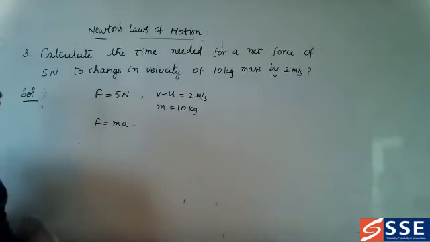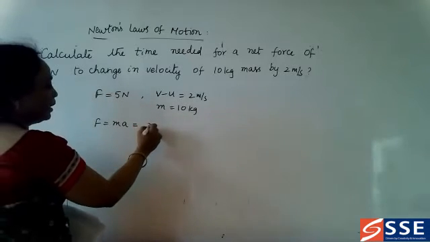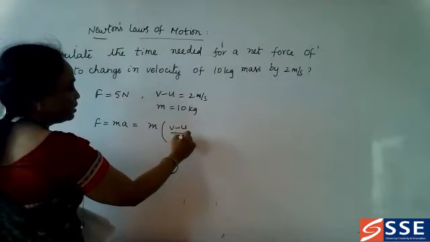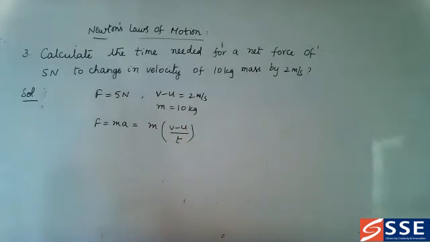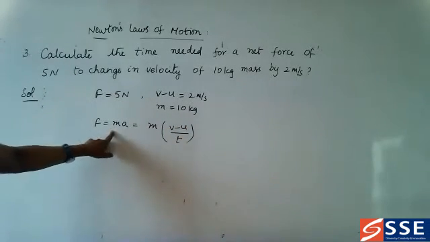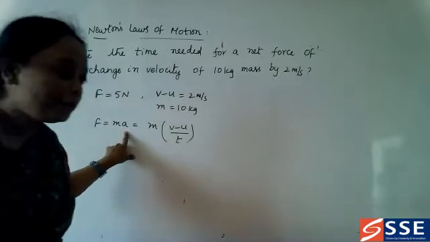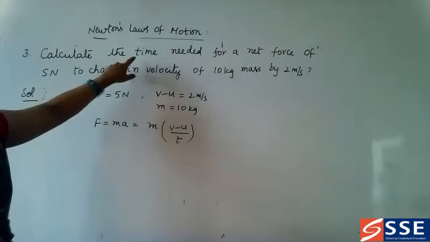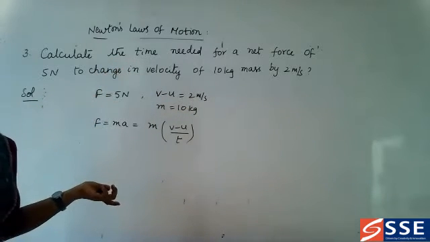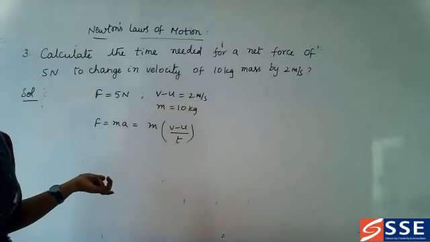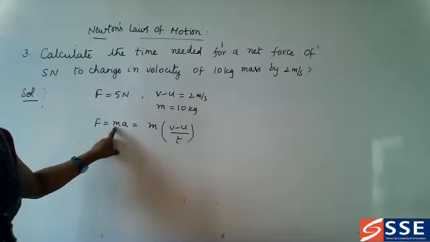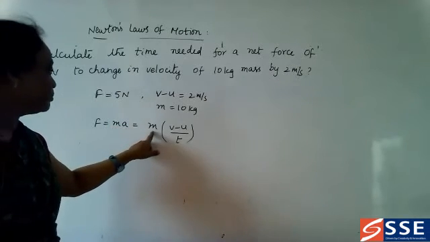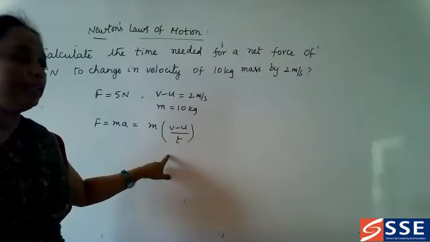So in place of a, you can write this as V minus U by T. Here we have to calculate time. So the formula is F is equal to ma, okay. And next we are going to convert this acceleration, because directly acceleration is not given. So see how we substitute. F is equal to ma or m times V minus U by t.